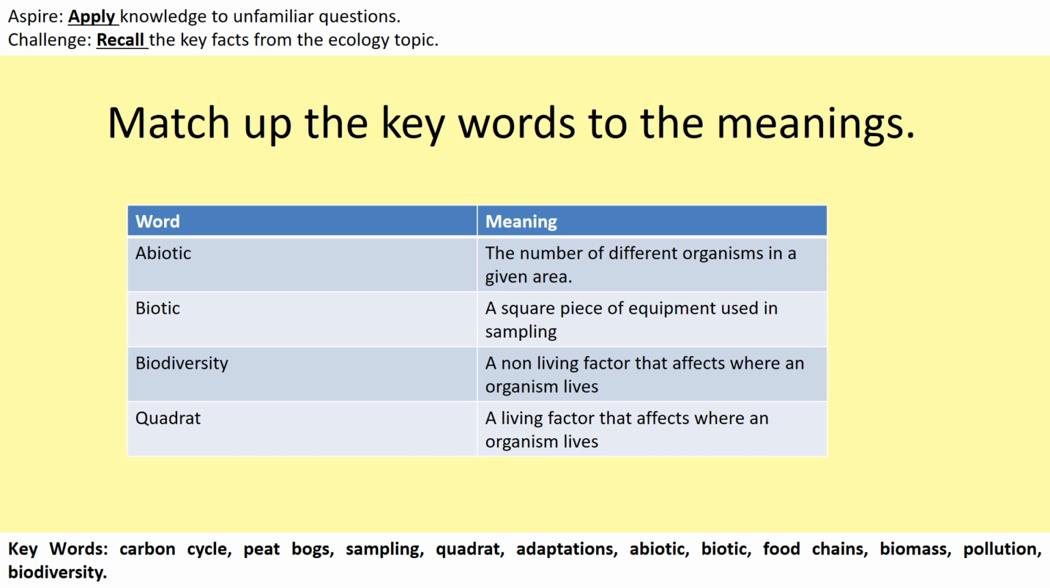So what we've tried to do is put together a bit of a revision lesson. First up is a match up the keywords to the meanings. So these are 4 words that you have come across in the last couple of lessons that you've done. Abiotic, biotic, biodiversity and quadrat. So just on a piece of paper or just try and do this in your head, match up the words to the meanings. I will give you 3 minutes to have a look at those.